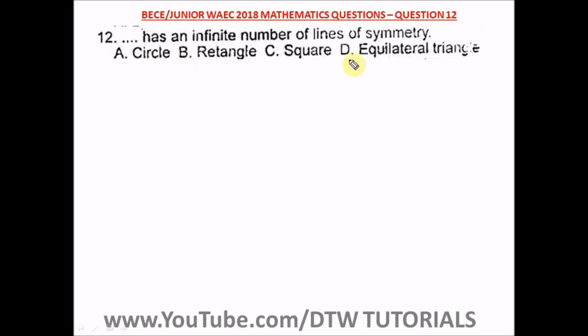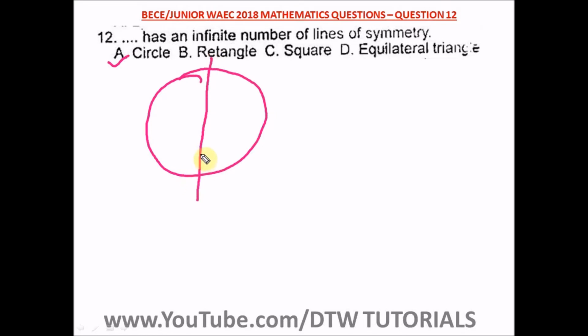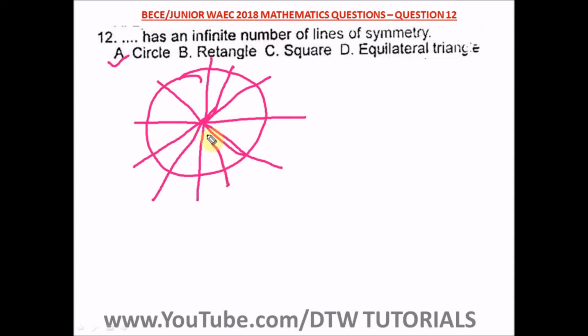Okay, let us consider all this now. The answer here is circle, which has an infinite number of lines of symmetry. Why do we say so? Because any line that passes through the center of the circle will divide it into two equal parts. So we are going to have an infinite number of lines that pass through the center of the circle to divide it into two equal parts.